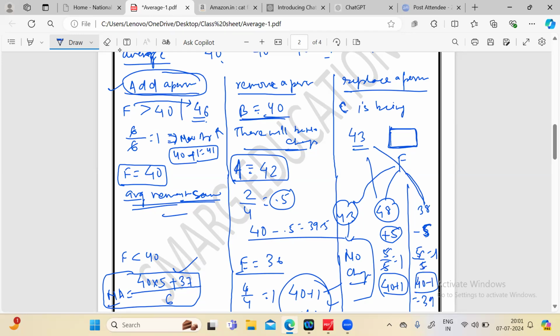So by explaining this, I have actually covered all kinds of possible change in average if one observation is being changed, either by adding a new observation, removing an older observation, or replacing a previous observation. So you have to watch this again and again in order to solve the questions.